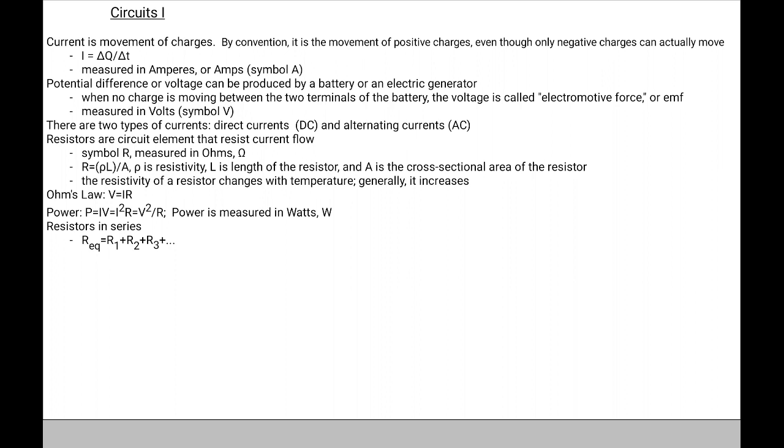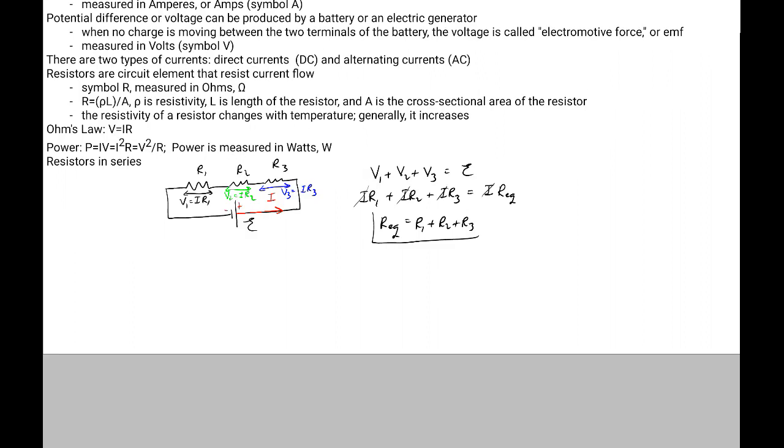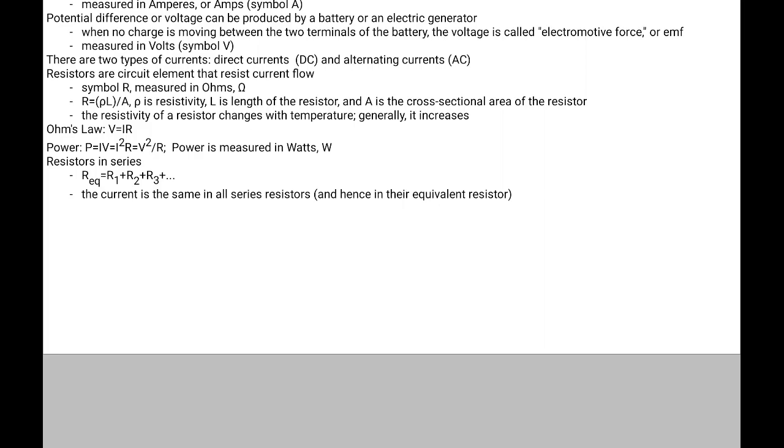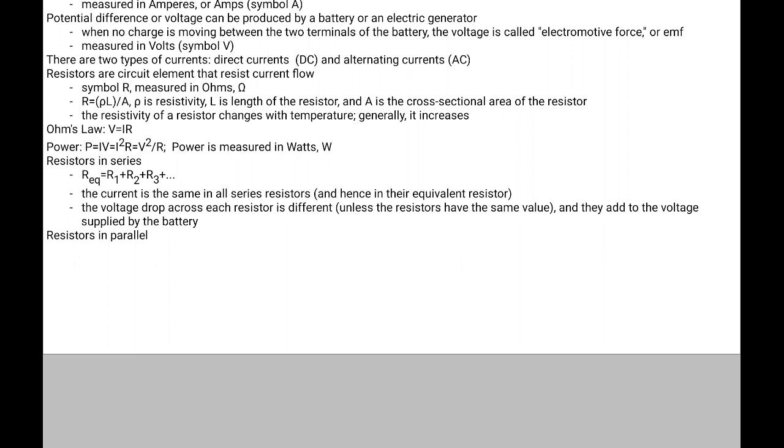So here's the equation again. R equivalent is R1 plus R2 plus R3. Then the current is the same in all series resistors. That's how we developed the equation. Then the voltage drop across each resistor is different, so we have to add those voltages to end up with the voltage supplied by the battery.